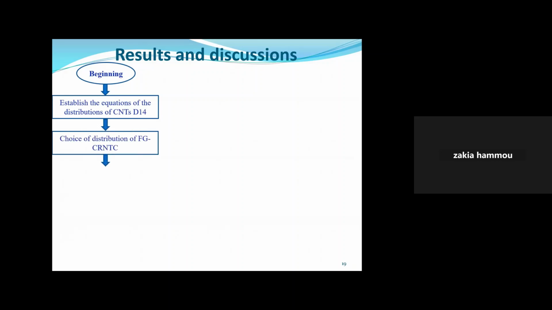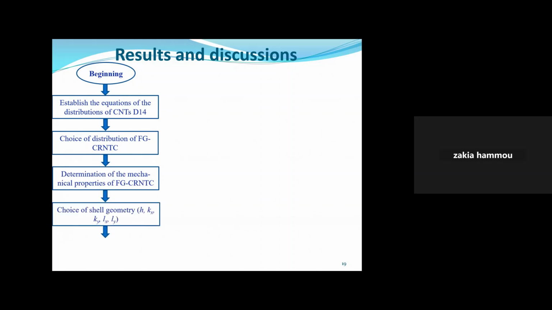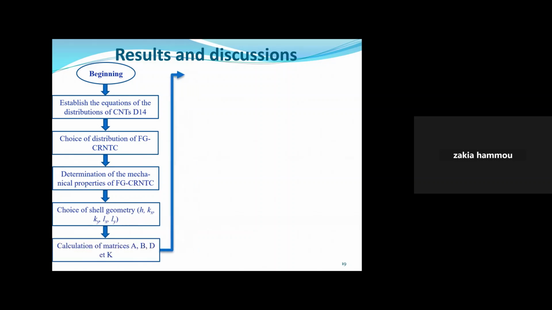To concretize the previous development, a program in MATLAB has been developed, based on the following steps. First, we establish the equation of the distribution of CNTs. Next, we choose the distribution. We determine the mechanical properties of FGCNTs, choose the geometry of the shell, and calculate the matrices A, B, D, and K.